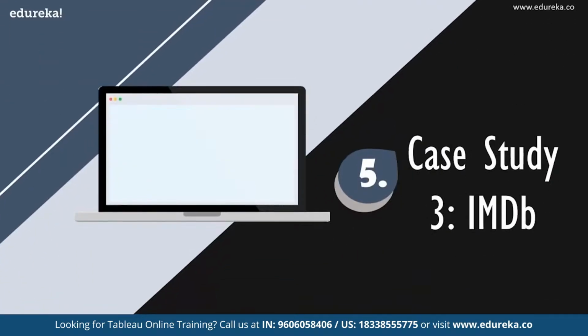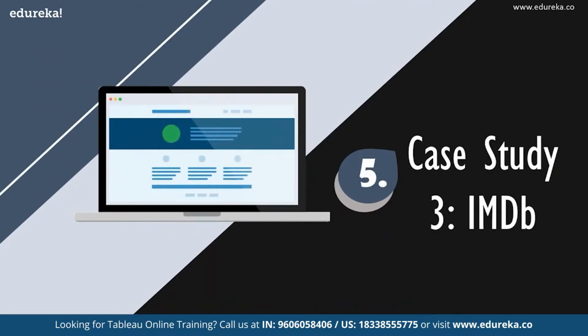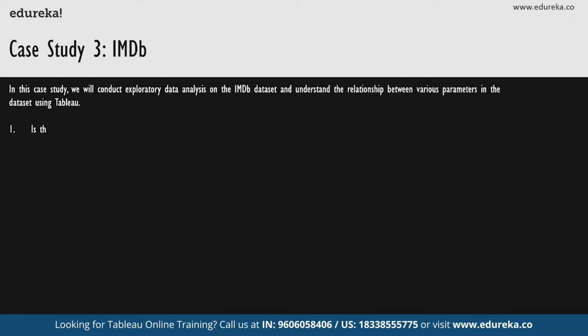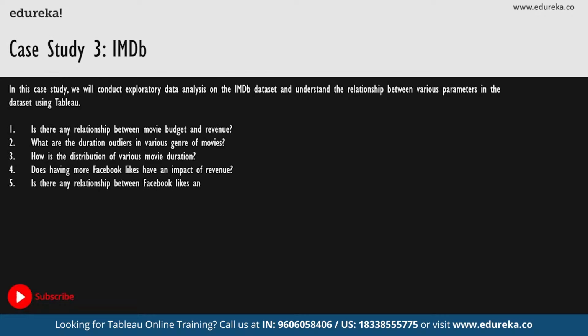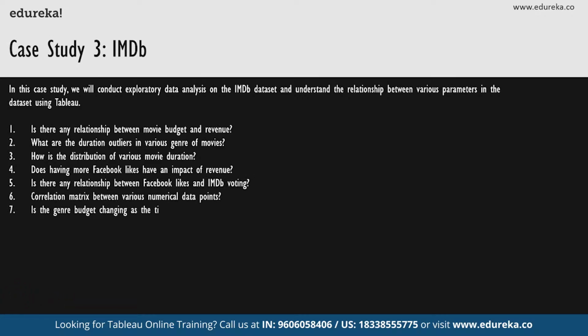So the third and final case is based off of a data set on IMDb. Here we are going to conduct statistical data analysis or exploratory data analysis on the data set and understand the relationship between different parameters or factors in the data set. We have a couple of movie budget and revenue related questions, genre related questions. We also have a few correlation questions between the revenue generated by the movie versus its impact on social media.